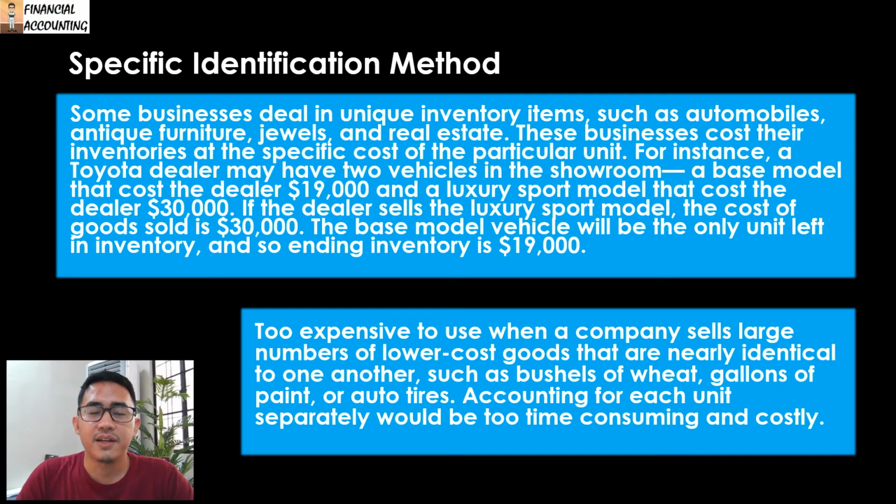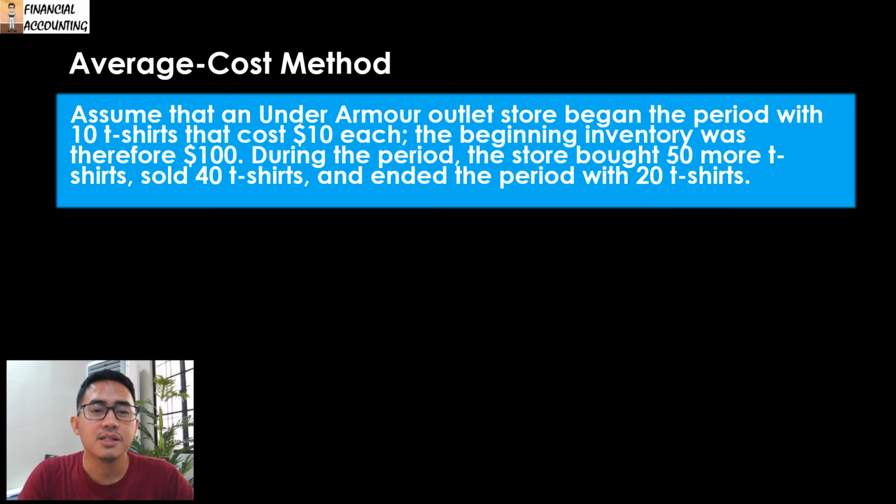So with specific identification method, you are assigning a specific cost per item, distinct per item. Every time you sell something, you'll be able to know the cost of that specific item and report that in your financial statements. Next is average cost method. For average cost method, you are computing the average cost of an item. You divide the total cost by the total number of items, and you'll be able to arrive at the average cost. That average cost will be used for the computation of your ending inventory and cost of goods sold.